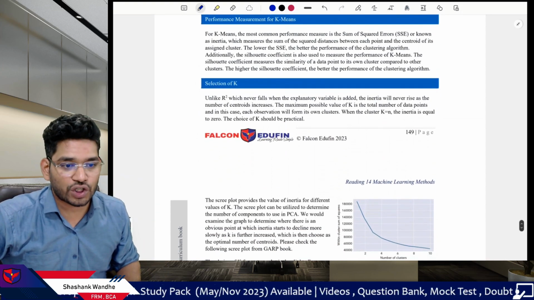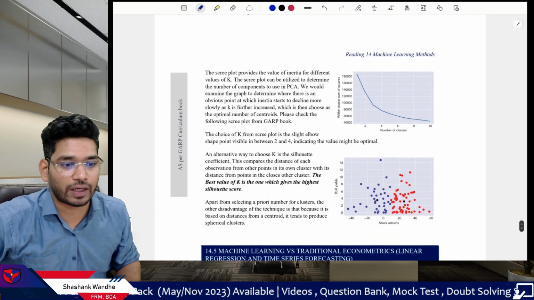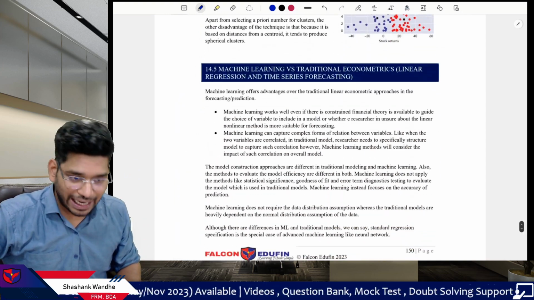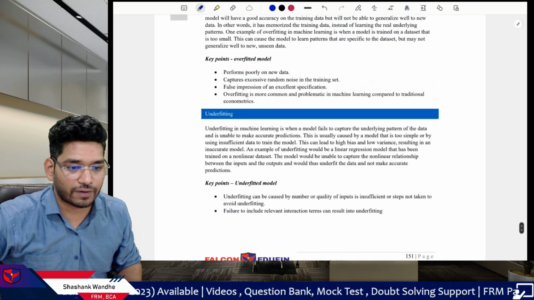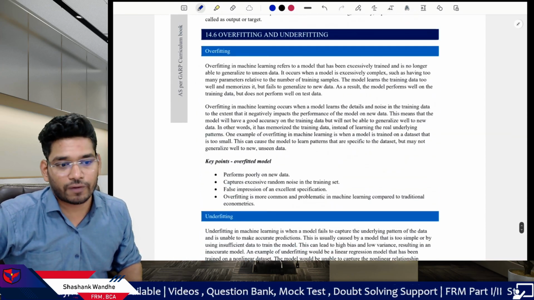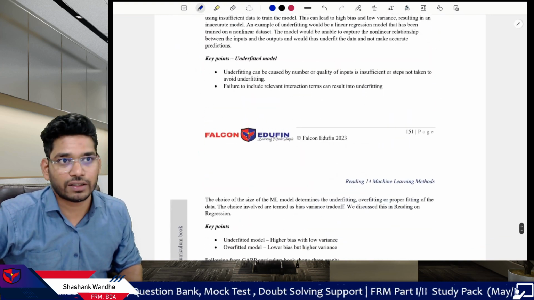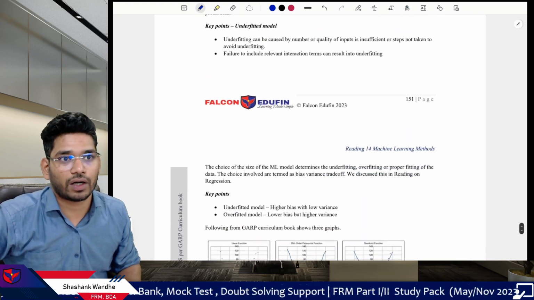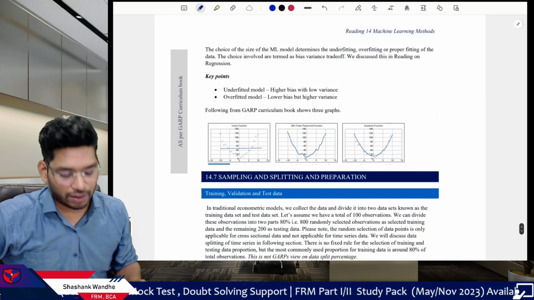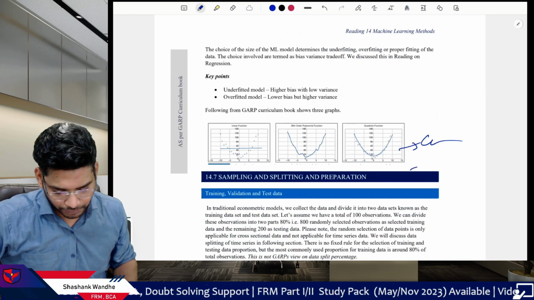Then performance measurement of k-means, selection of k, how to select k in k-means clustering, and then we have the next discussion on overfitting and underfitting. Again, key points to remember in overfitting are already given, separated. Key points of underfitting are already given, separated. And again, this graph is from GARP's book.